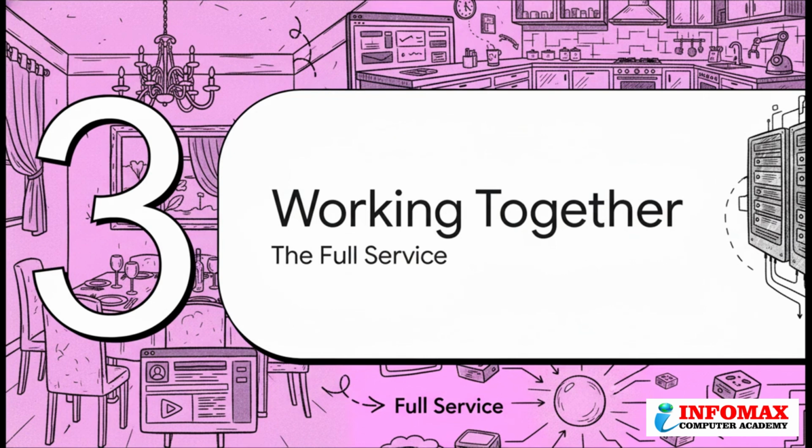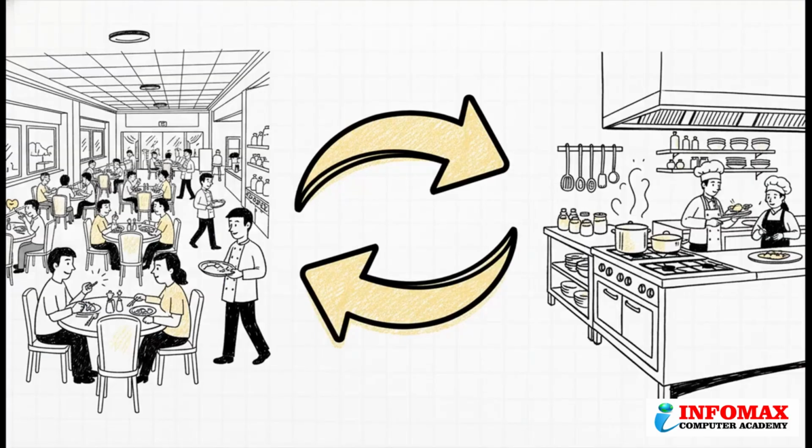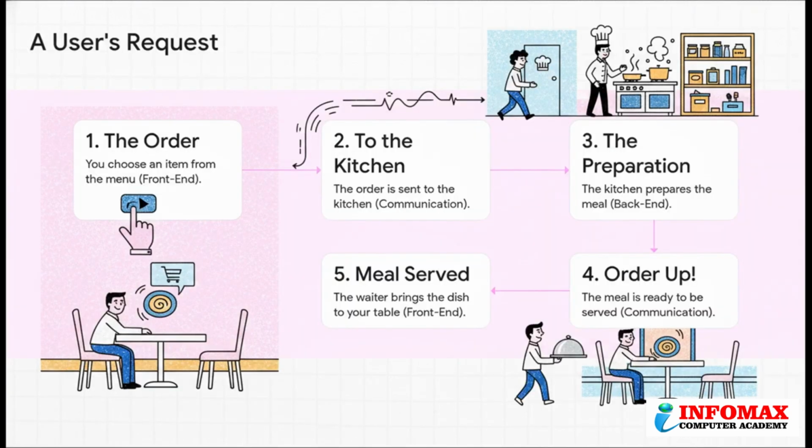So, we've got this beautiful dining room and this super high-tech kitchen, but how do they actually talk to each other to give you that seamless experience? Let's look at the full service. And here's the most important takeaway. A dining room with no kitchen is just a pretty empty room. And a kitchen with no dining room has absolutely no one to serve. They are 100% dependent on each other, and they're always communicating. So let's walk through it.